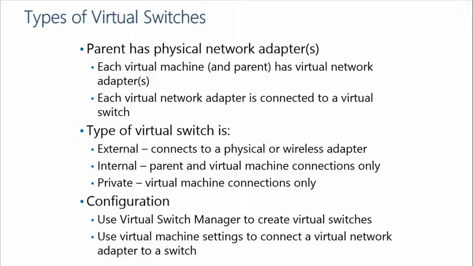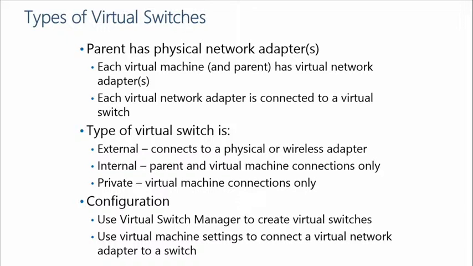So the external adapter represents a physical connection. The internal represents a connection between the host and the VMs only. So this is what we would traditionally have thought of as a loopback adapter. It can't talk to anything on the real network, but the host can see it, and the VMs that are connected to it can see it.